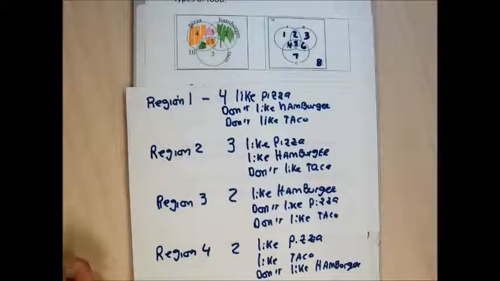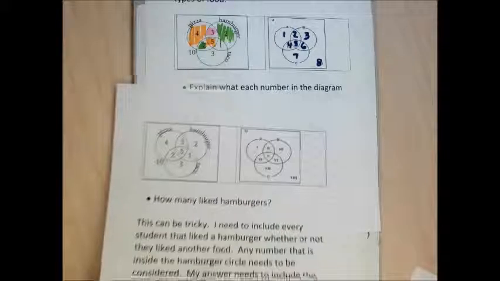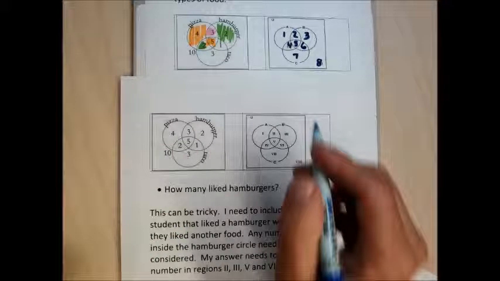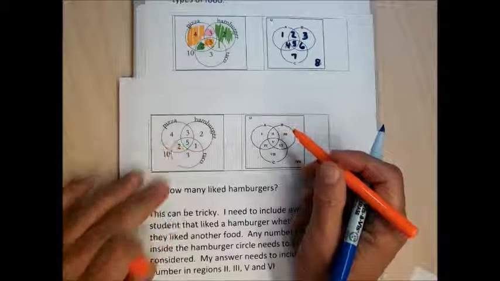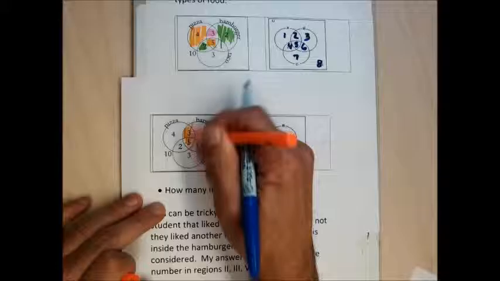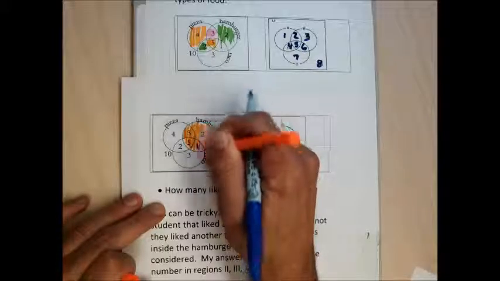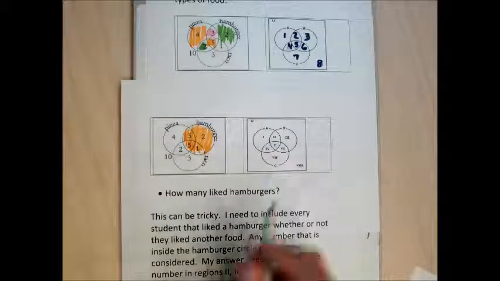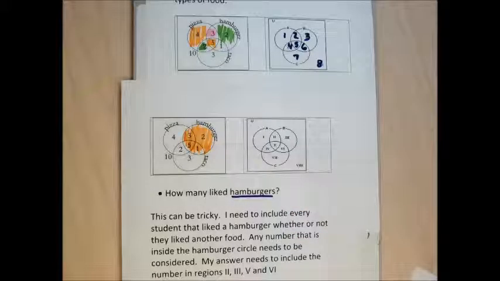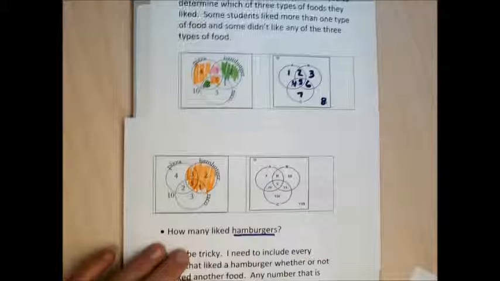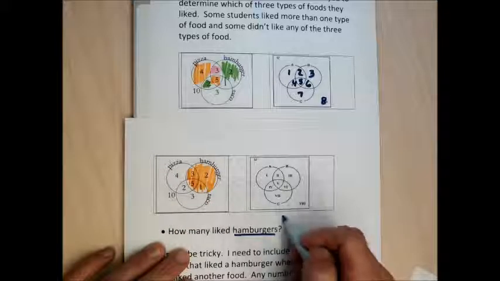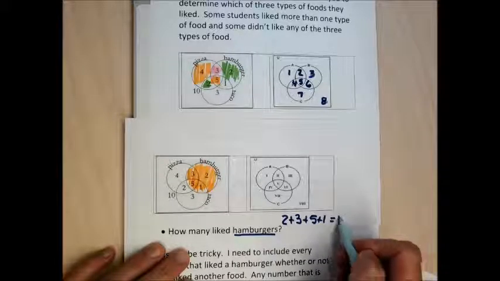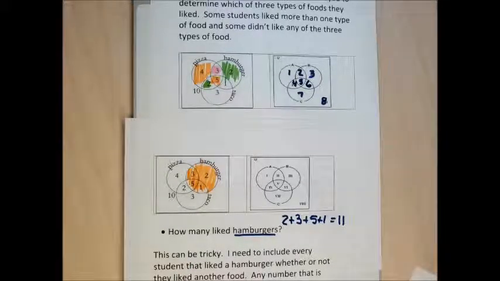Now let's answer some questions. How many liked hamburgers? Well, to like hamburgers, you have to be inside the hamburger circle. So I'm going to focus on the hamburger circle, because any one of the numbers inside it counts for a student that likes hamburgers. I simply shaded the hamburger circle, and I'm going to count every student inside it. So 2 plus 3 plus 5 plus 1, and I'm going to get 11. The answer to how many liked hamburgers is 11.